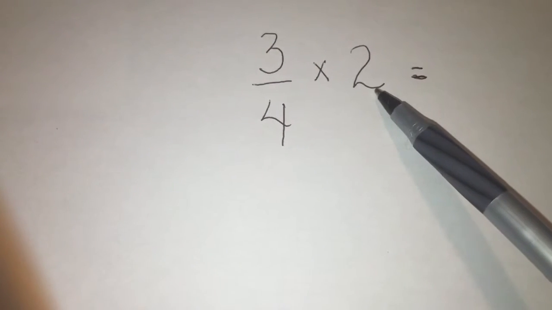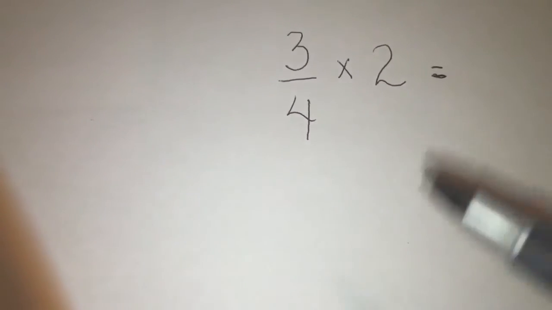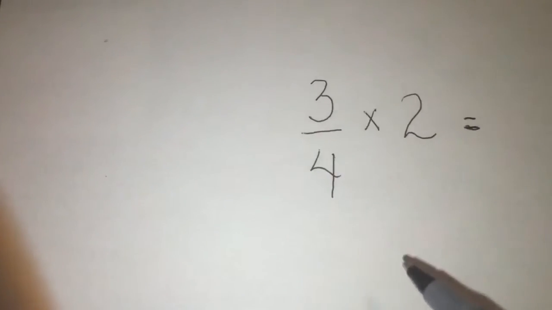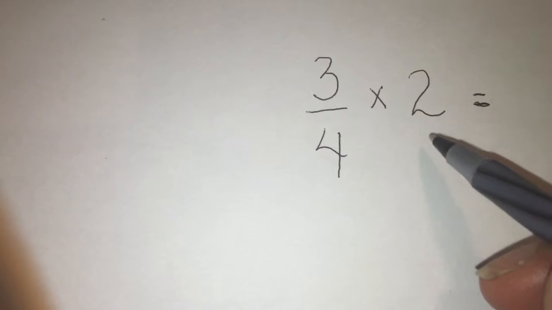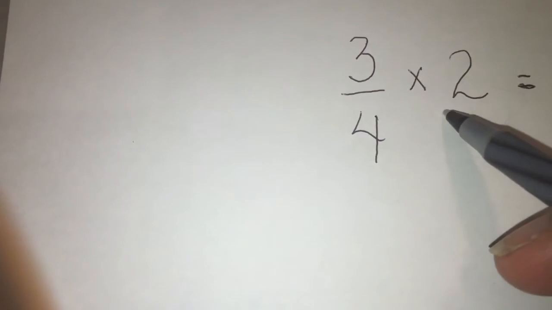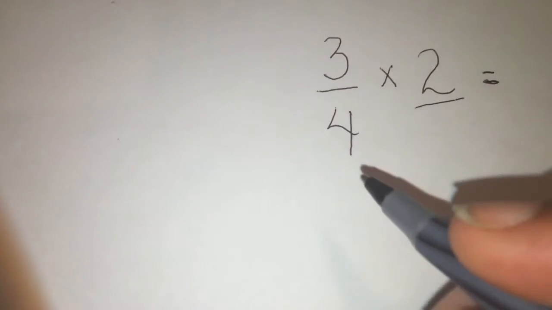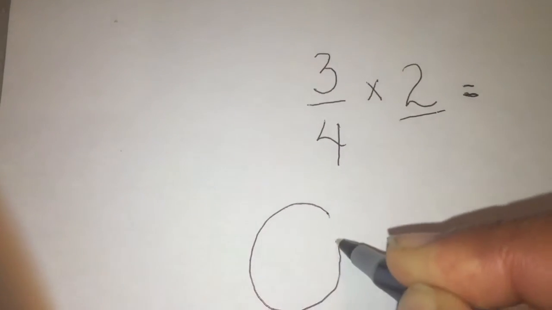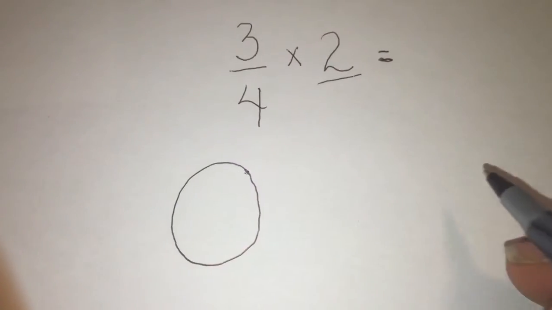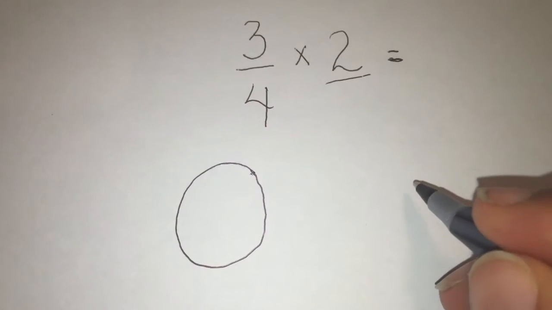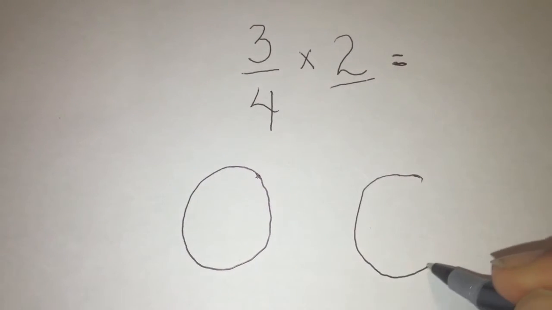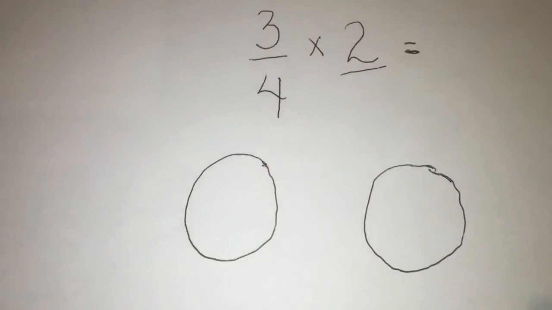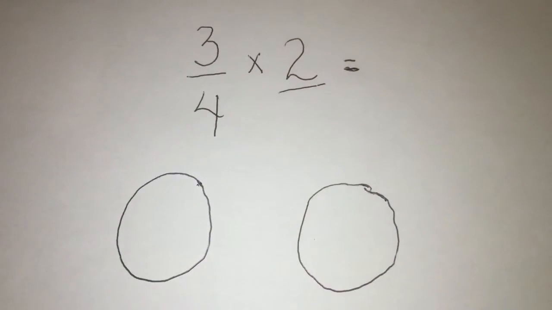We look at the 2 wholes and we draw 2 circles. So we look at the whole number first. Let me underline that. And that's going to tell me the number of circles I'm going to make. In this case, I will make 2 circles. Slightly crooked, but you get the point.